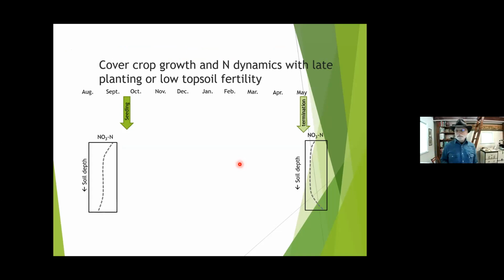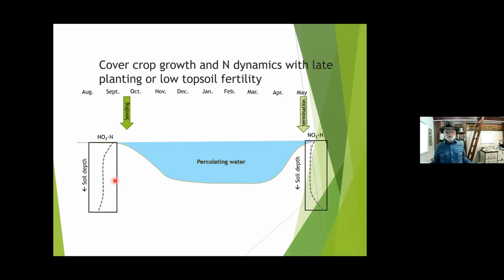So let's look at this from another point of view. With a sort of an ordinary late planted cover crop, not under great conditions. So we now know that there's a lot of nitrate throughout the profile in August and September. During the fall and winter and spring, water is going to be percolating through the profile. If we planted late, we have this little cover crop.